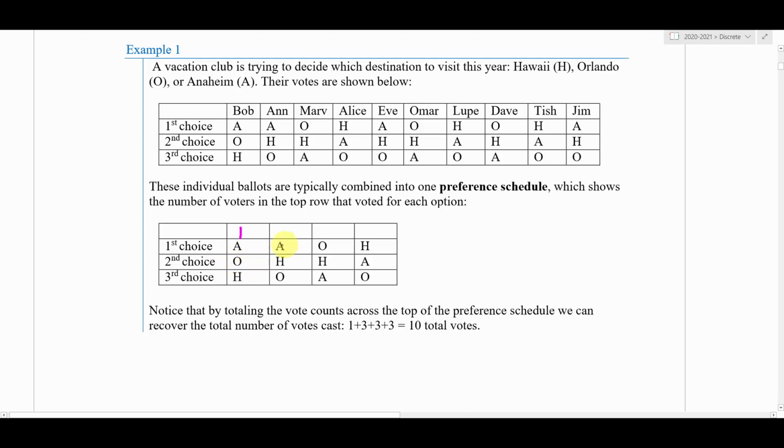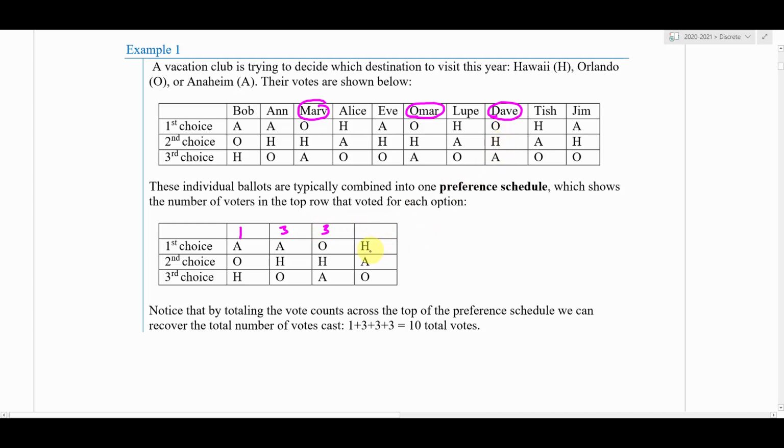Okay. Now, another way that people voted was AHO. So you'll see here Ann voted AHO. Eve voted AHO, and Jim voted AHO. So there were 3 people that voted this way. All right, and then we've got OHA. So let me go up here. I'm going to get rid of these marks. All right, so we've got OHA, and Marv voted OHA. Omar went OHA, and Dave went OHA. And that was it. So we've got 3 people that voted this way.